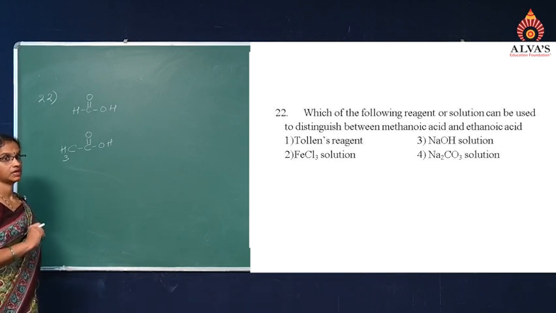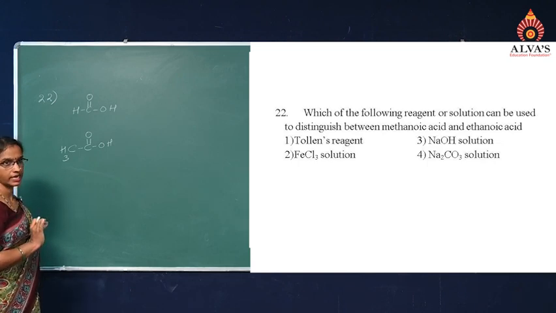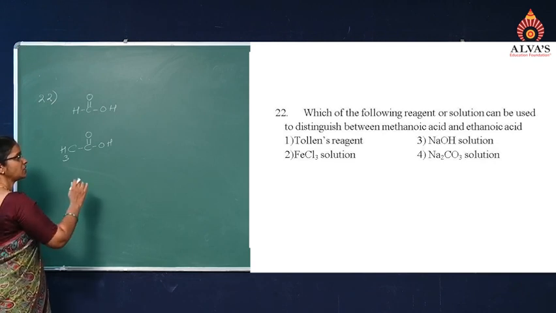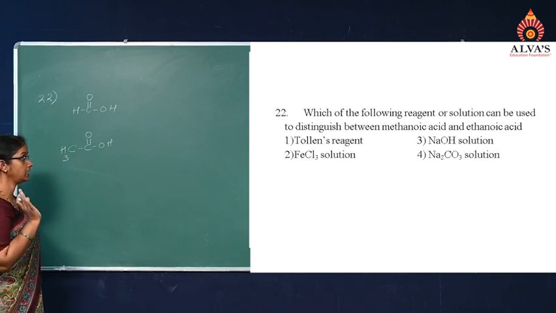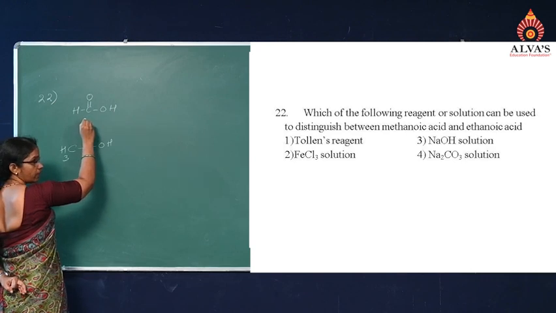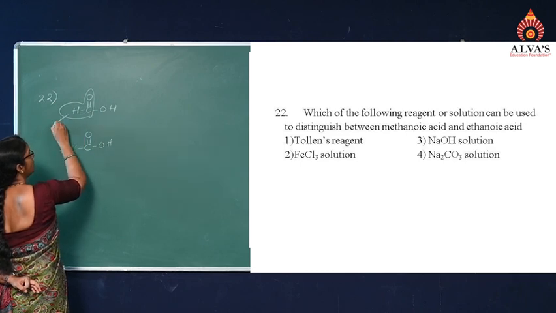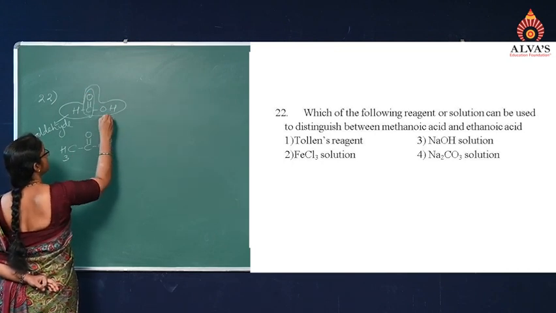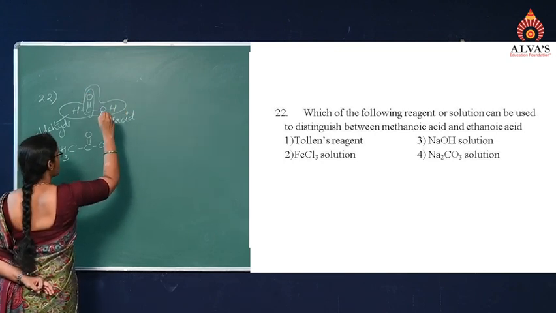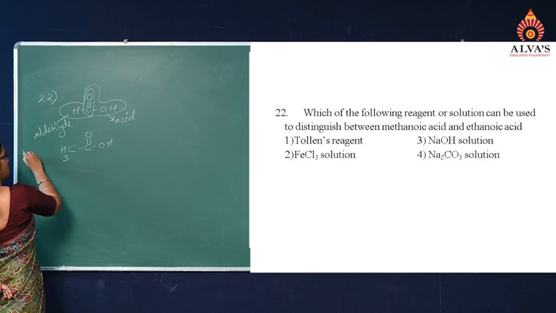The options given to us are Tollens' reagent. Now, Tollens' reagent is a reagent which reacts with aldehydes. As a result, when I talk about acetic acid, it is purely acid. It will not react with Tollens' reagent. But when I talk about formic acid, it is having two situations. You have a CHO part which is aldehyde, and you have a COOH part which is an acid. And because this particular molecule is having presence of aldehydic group, it reacts with the Tollens' reagent.